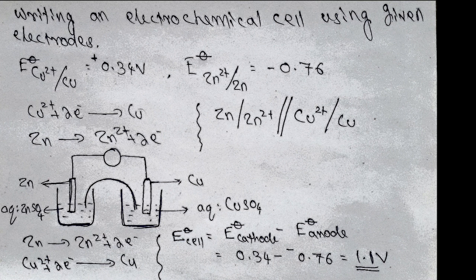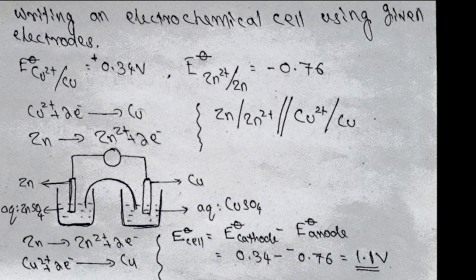And for the zinc electrode, the electrode potential is minus 0.76. A negative value shows that oxidation takes place at the zinc electrode. Zinc loses 2 electrons and changes to Zn2+. So Cu2+ plus 2 electrons gives Cu, and Zn loses 2 electrons to give Zn2+. This is the reaction taking place.